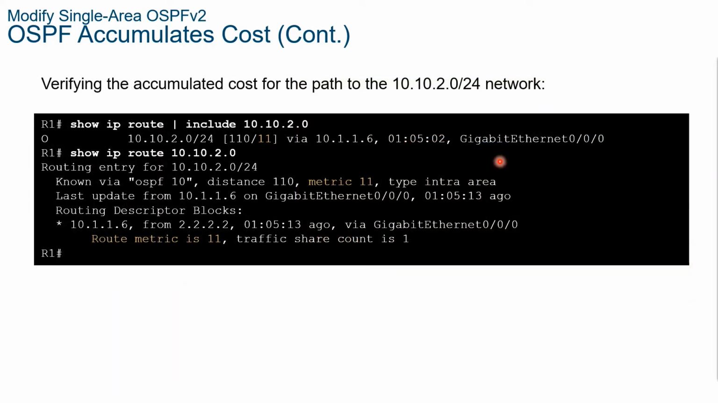The routing table of R1 in the figure confirms that the metric to reach the R2 LAN is cost 11. See this? Metric 11. If you use show ip route, that's 110 over 11. This pertains to the cost.